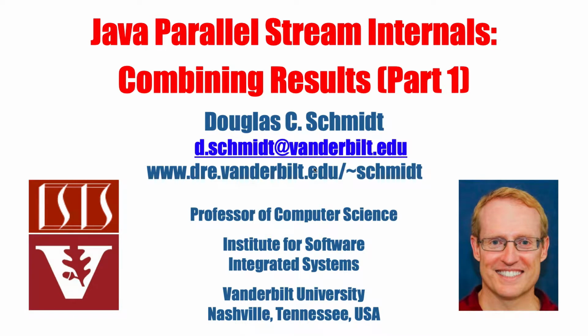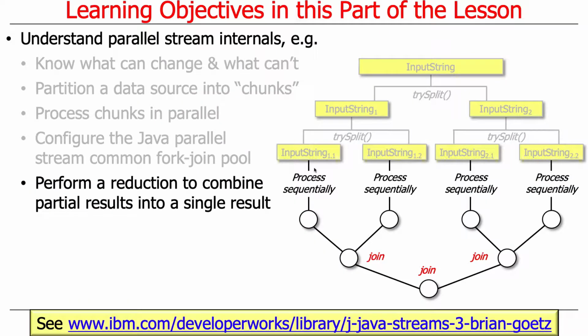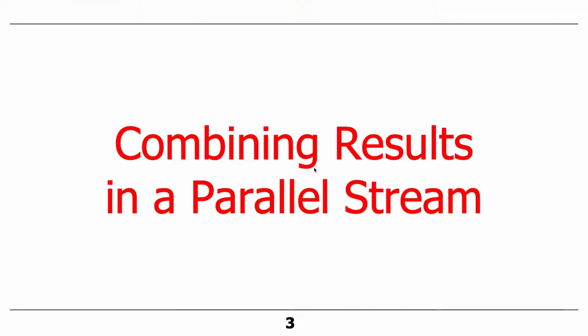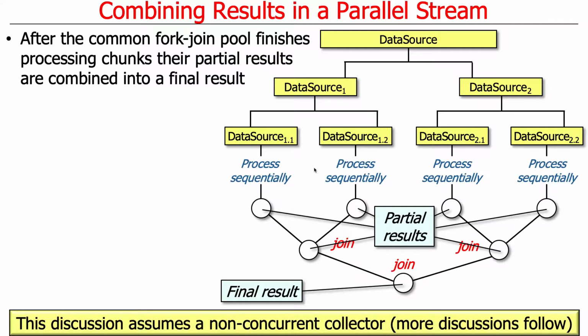We're now going to move to the final stages of parallel streams and begin the discussion of how results are combined and the control you can have over how the results are combined. So we'll first start by talking about how reductions are performed to combine partial results into a single result in a parallel stream. We've talked about conventional sequential streams before, but that's pretty easy. Parallel streams are much more interesting.